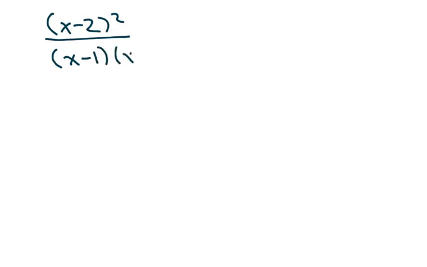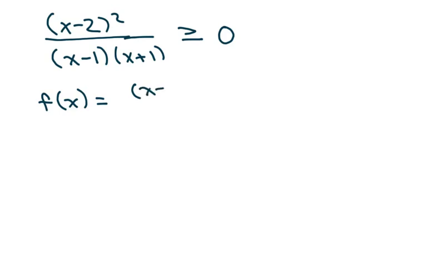So the first one is x minus 2 squared, and I'm going to go ahead and factor the denominator. And we want this to be greater than or equal to 0. And therefore our f of x is just going to be x minus 2 squared over x squared minus 1. And we want this to be positive.